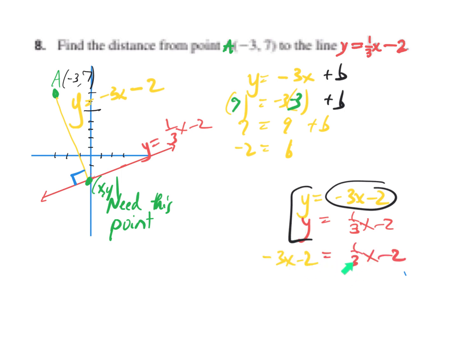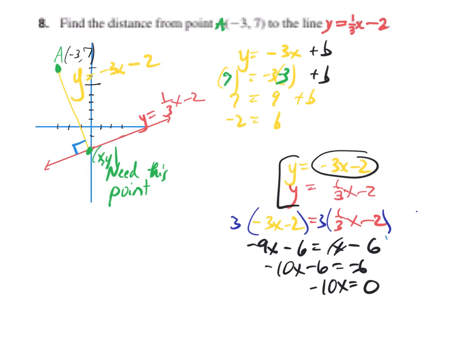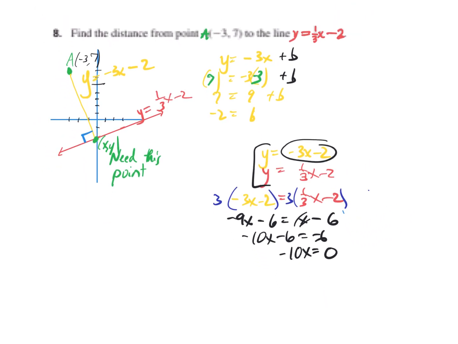And then we might get rid of the divide by 3 by multiplying both sides times 3. That gives us negative 9x minus 6 equals x minus 6. So we can subtract x from both sides. We can add 6 to both sides. And when we divide both sides by 10, we have that x equals 0.